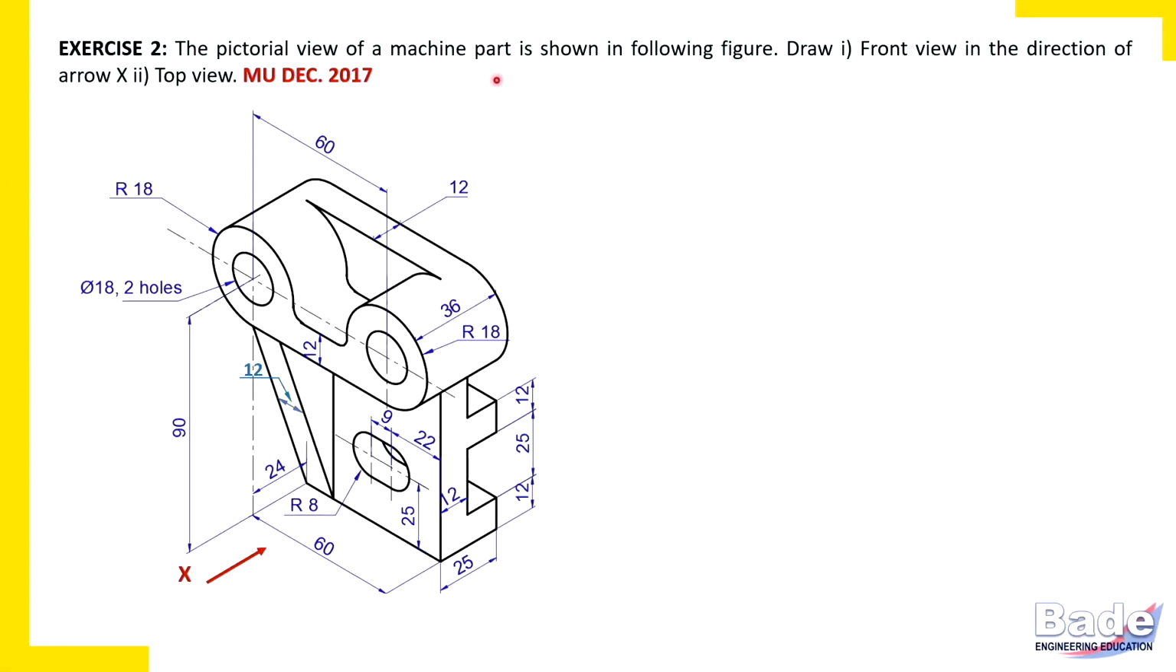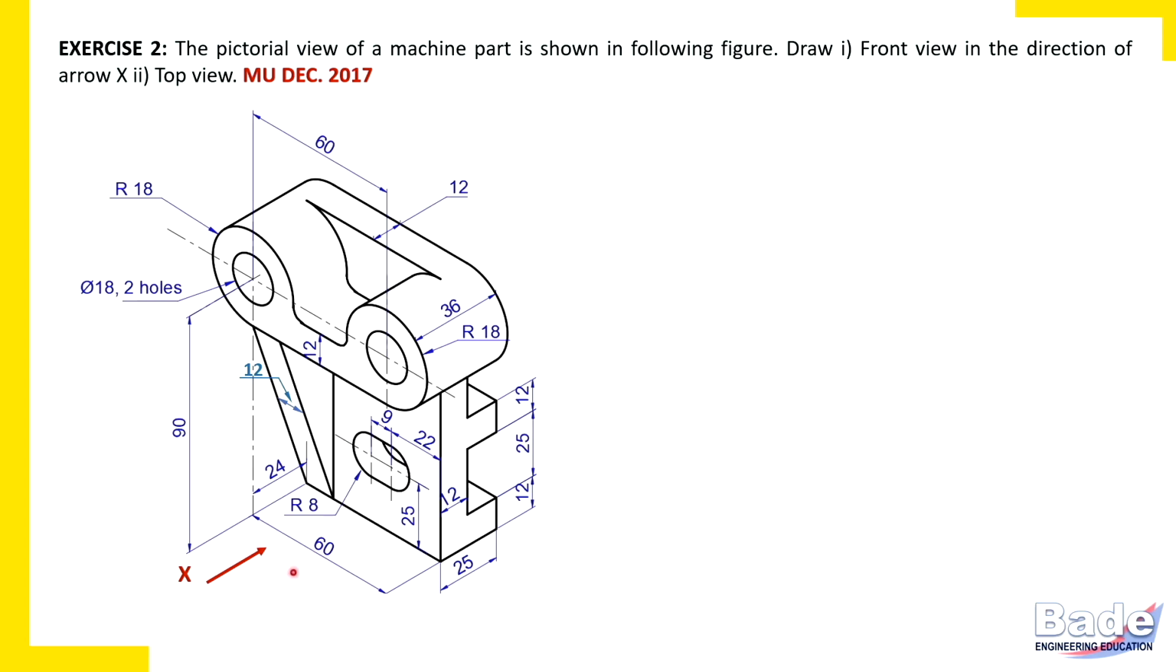We are going to solve some more problems on orthographic projections in this video. Now let's read this problem. Pictorial view of a machine part is shown in the following figure. Draw front view in the direction of arrow X and top view.